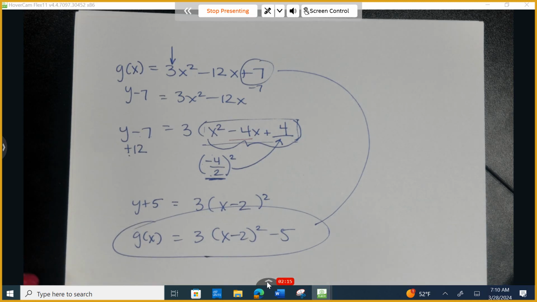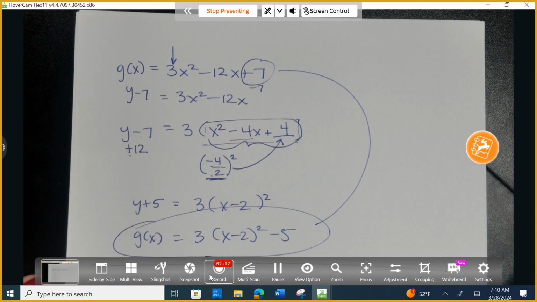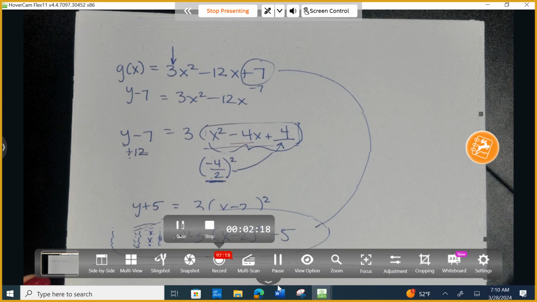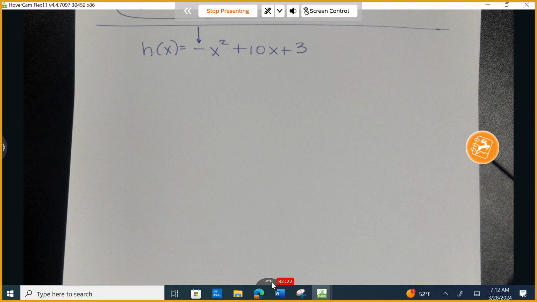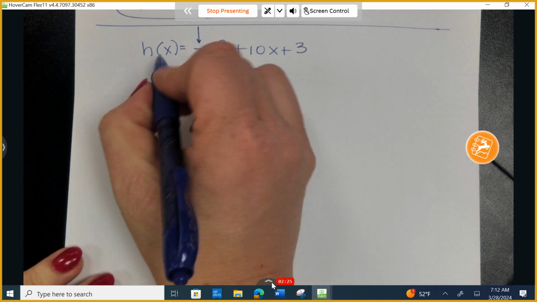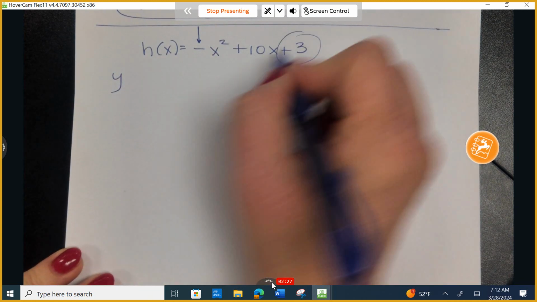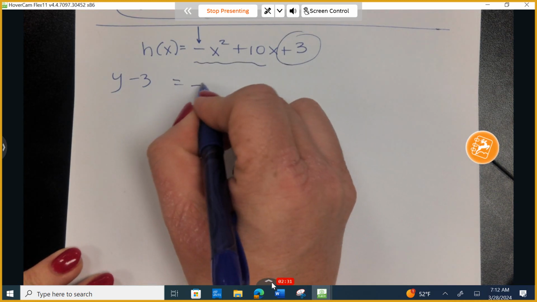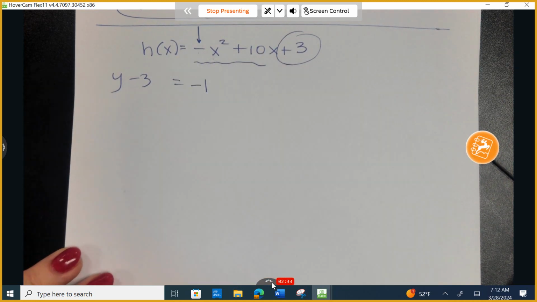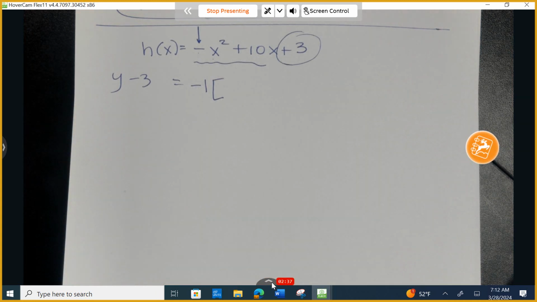Okay, here's your next problem. Example number 2, we're going to do the exact same concept. I'm going to start by putting a little arrow above that negative sign as a reminder. Think of this as a y, and I'm going to move the constant to the opposite side by subtracting. Now, on the right-hand side, I'm going to factor out a -1. Anything other than +1 has to be factored out when we are placing it back into vertex form.